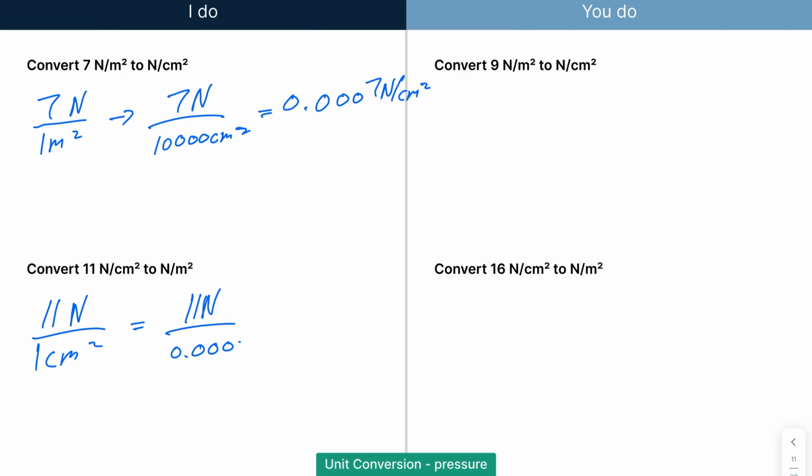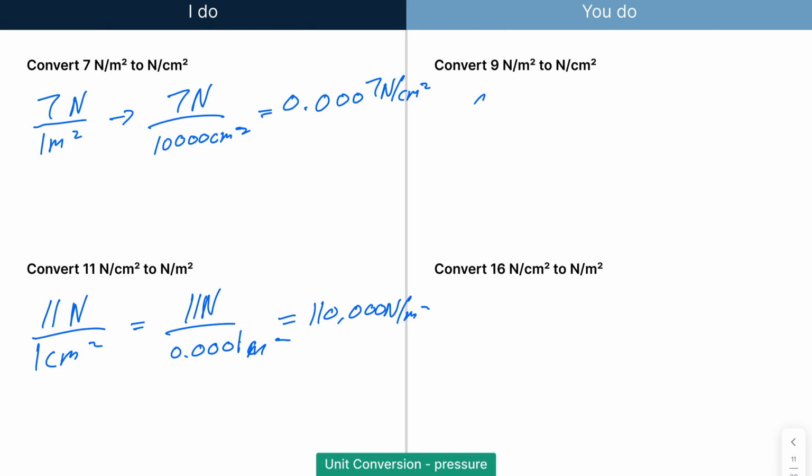And I've added an extra one there. So that becomes that per meter squared. And if I do 11 divided by 0.0001, I end up with 110,000 newtons per meter squared. Okay, so hopefully that's clear.